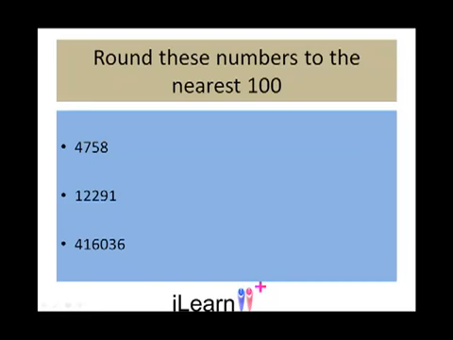You are going to round up to 4,800. You round up if the next column to the right is a 5 up to a 9. If your next column to the right is a number 0 to 4, you will round down. Let's try another one.